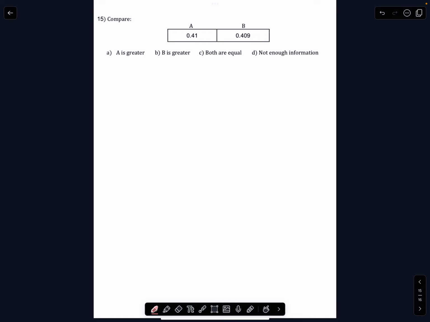For number 15, it's really simple. You can just add a 0 here, and A is greater. However, if you want to solve this, you can do 4 over 10 over 100. And here would be 409 over 1,000. Take one 0 out, so the dot will be here. And 41 is greater than 40.9, so therefore A is greater for number 15.